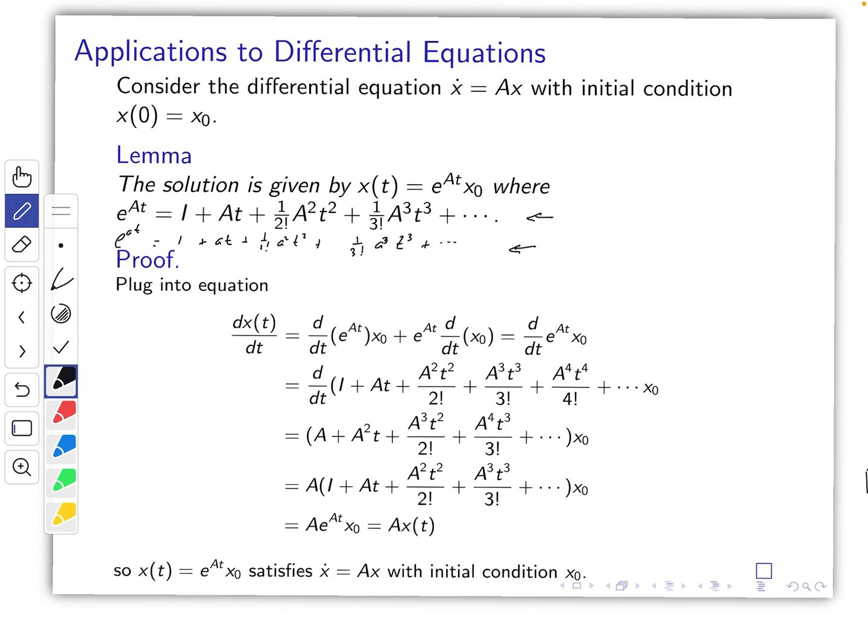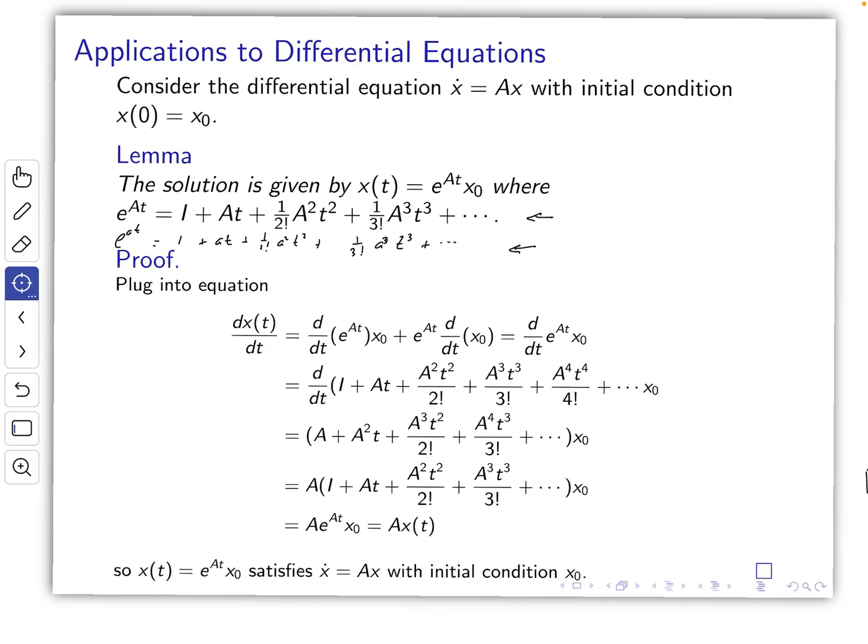We can take the derivative of... how do we show then that, for example, this x of t equals e to the at x naught is the solution to this differential equation? Well, we could differentiate: we take this and plug it in and show that it in fact solves this differential equation. So let's go ahead and differentiate x of t, dx dt.